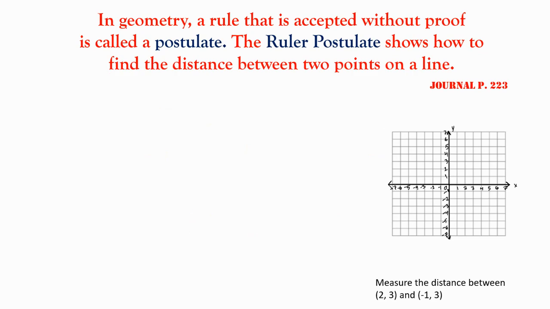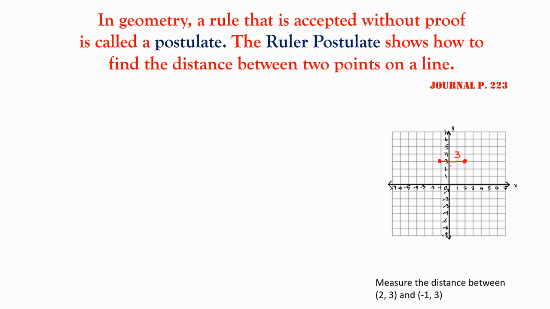In geometry, a rule that's accepted without proof is called a postulate. And we're starting to get into geometry this chapter. The ruler postulate shows how to find the distance between 2 points on a line. So let's say we had to measure the distance between (2, 3) and (-1, 3) on this line. So (2, 3) would be here on the graph, and (-1, 3) would be here. What we would do is count up the units in between. This is 3 square units. So the measurement here is 3 square units.